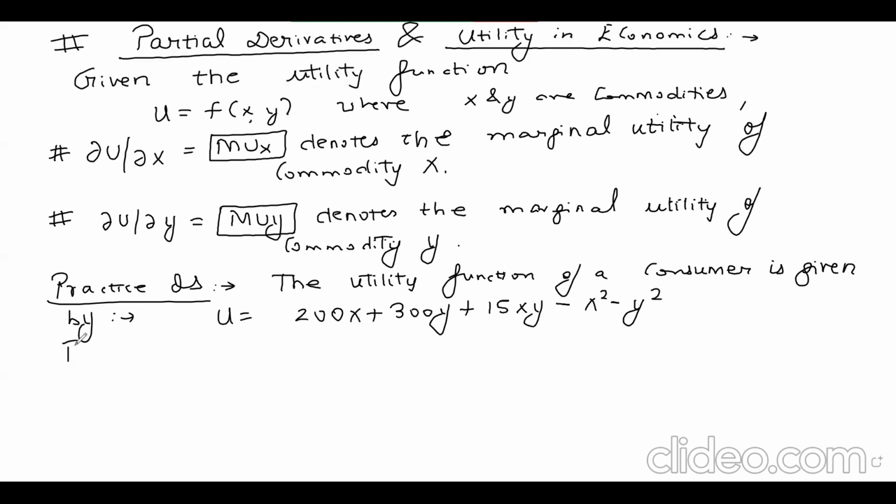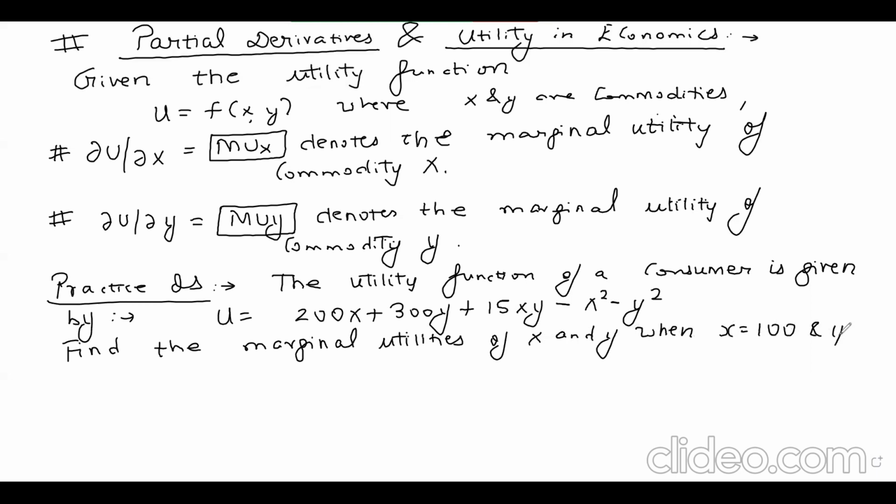The question asks us to find the marginal utilities of x and y when x takes the value 100 and y takes the value 5. That means suppose the consumer is consuming 100 units of good x and 5 units of good y. We need to calculate the marginal utility of the consumer at these particular points.